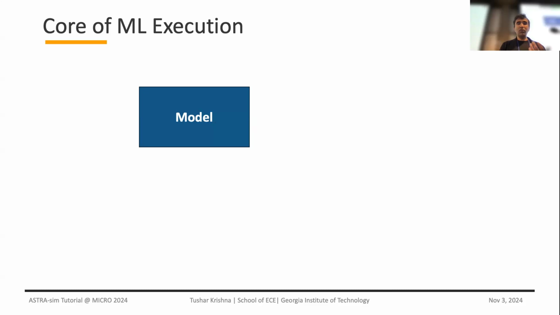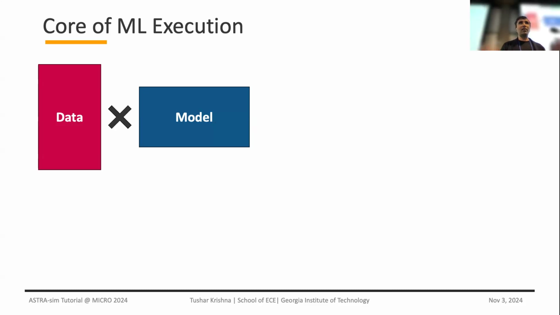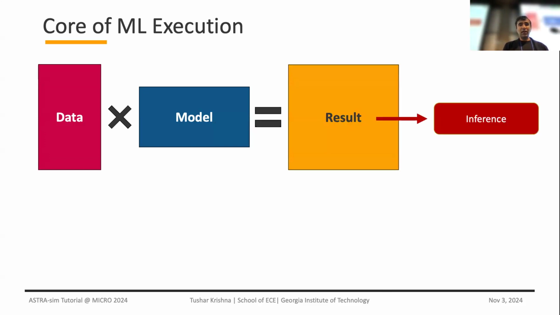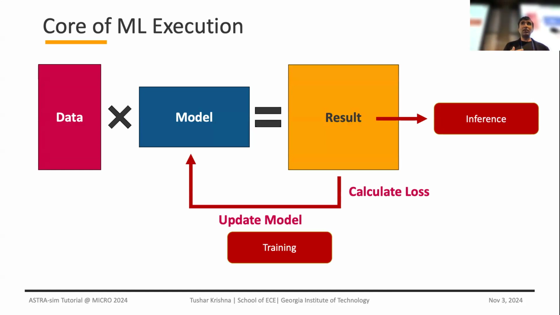So at the core, you have a model, you have data, and if you squint, almost all of machine learning neural networks are just matrix multiplications. And so what you're essentially doing is multiplying these to get the result. And if you just do the forward pass, that's inference. And if you use the result, calculate a loss against some ground truth and you update the model, that's training. That's the high level view here.